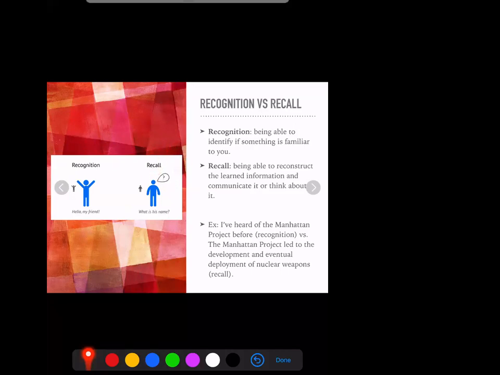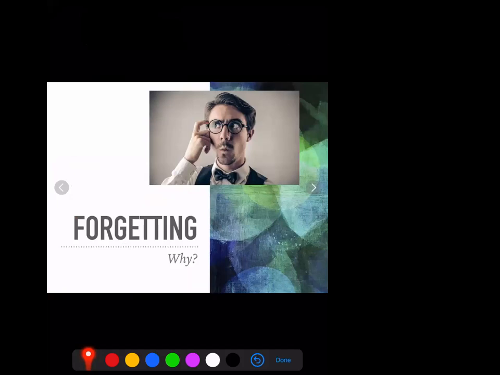Okay, the other example is down here. Recognition: oh, I've heard of the Manhattan Project. Versus if I ask you about the Manhattan Project, you can tell me, oh, this was during World War II, they were studying nuclear weaponry, it led to nuclear weapons, Robert Oppenheimer was involved, all of that stuff. So recognition: am I familiar with it? Recall: can I reconstruct the information? So then why do we forget?